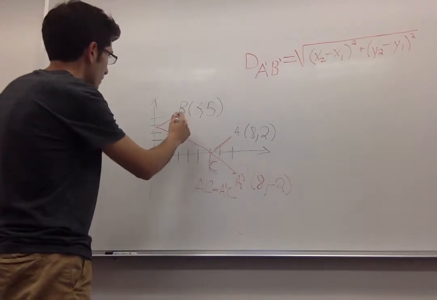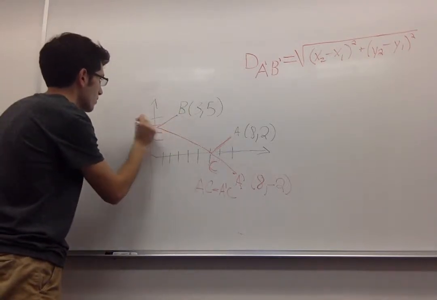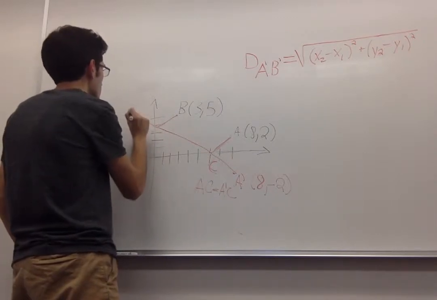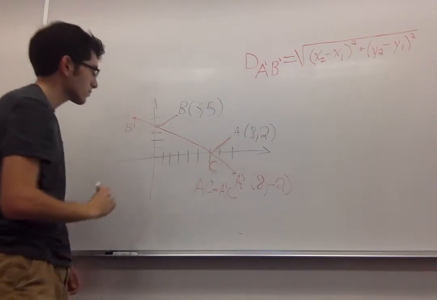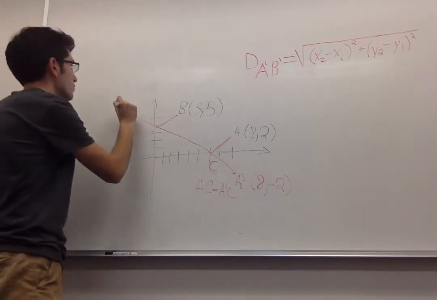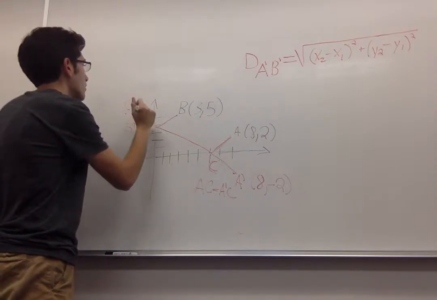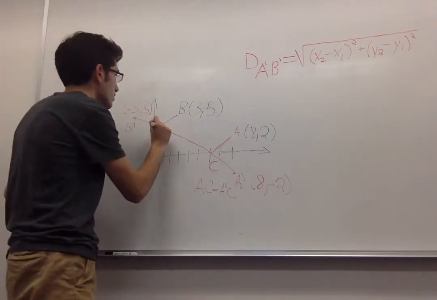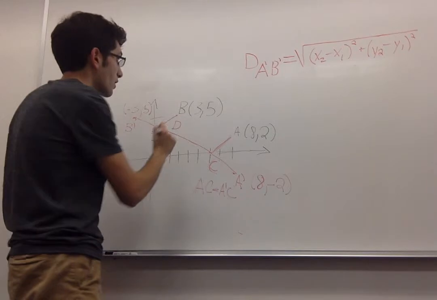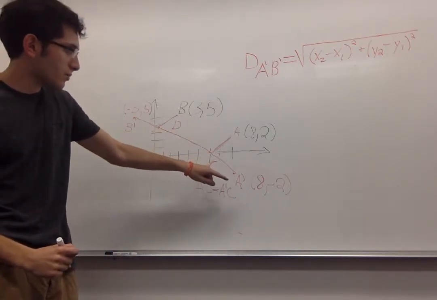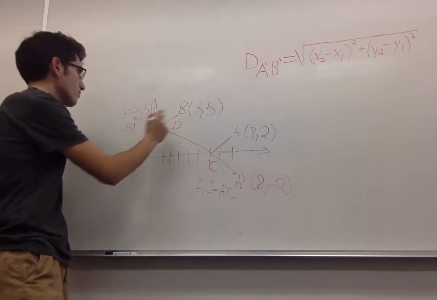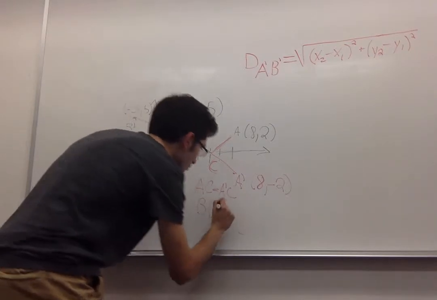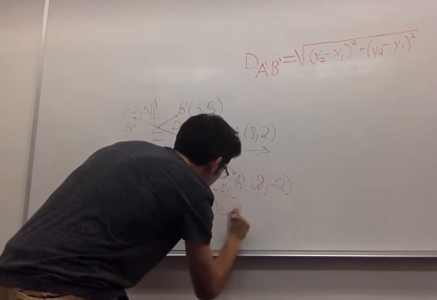Now we're going to flip point B over the y-axis. We're going to call it B prime. Now 5 is going to stay the same, but the 3 is going to be negative. And where we reflected it, we're going to call it D. Now it's the same concept as A and A prime. So BD has the same length as B prime D.